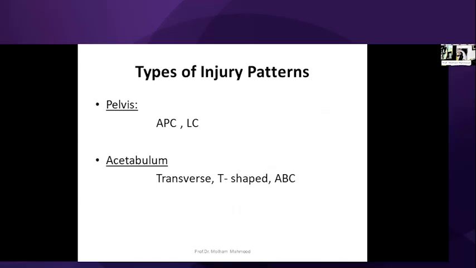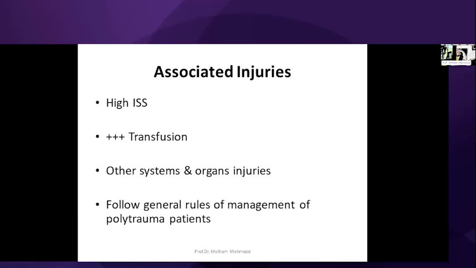On the pelvic side, usually the injury types are anteroposterior compression and lateral compression. And on the acetabular side, usually transverse, T-shaped, and associated both columns. But any type can occur. This is the statistical distribution. The associated injuries: there is a high injury severity score, need for blood transfusion, and many other system and organ injuries. So we should follow the general rules of management of polytrauma patients.